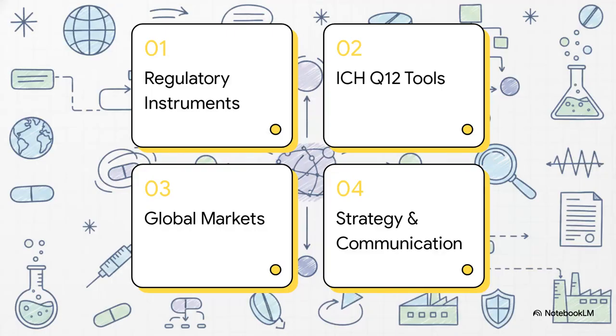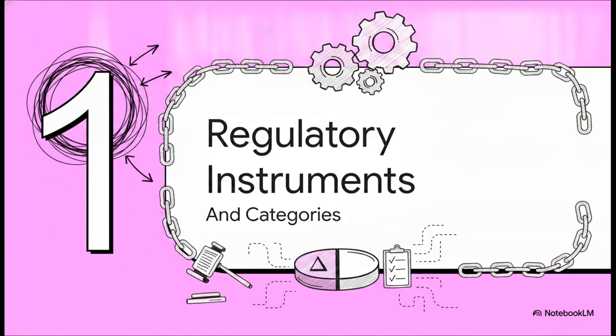Here is our quick roadmap for today. First, we'll cover regulatory instruments and categories. Second, ICH Q12 lifecycle tools. Third, global markets and dependencies. And finally, strategy and authority communication. All right, let's jump straight into Section 1, regulatory instruments and categories.